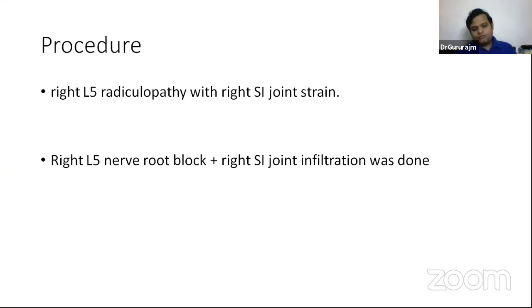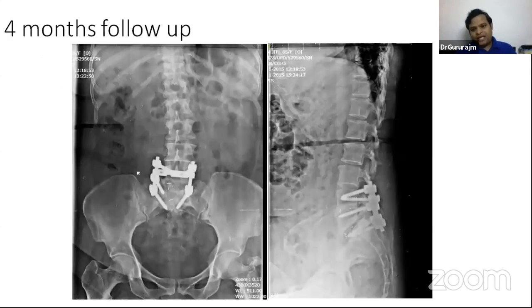This was again because usually we all know that lumbar fixations do complain of SI joint problems, and invariably when you press on the SI joint, they have tenderness. So we did give a right-sided L5 nerve root block with right-sided SI joint infiltration at 4 months. And this is the 4 month follow-up. Can you see something unusual, or is it good enough, or is it going well?